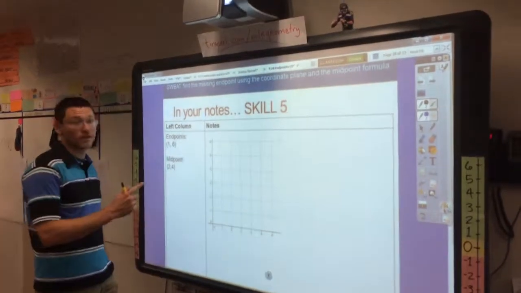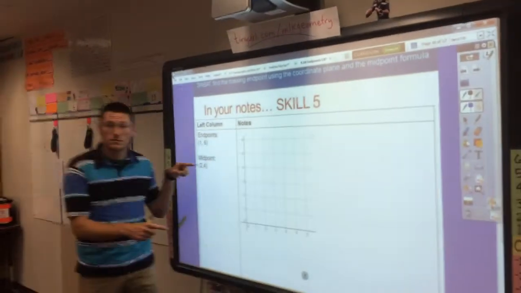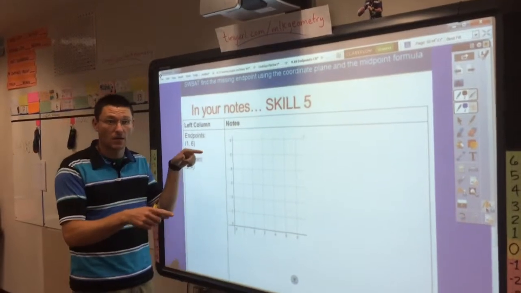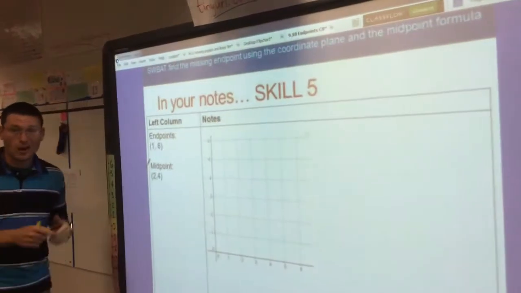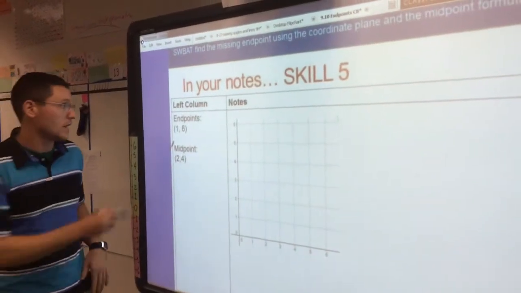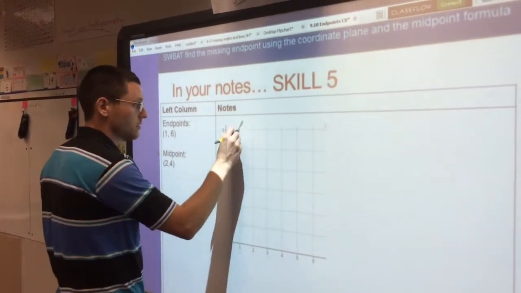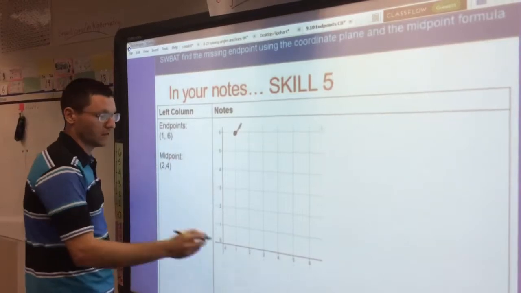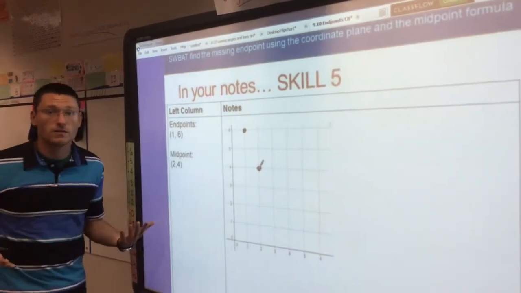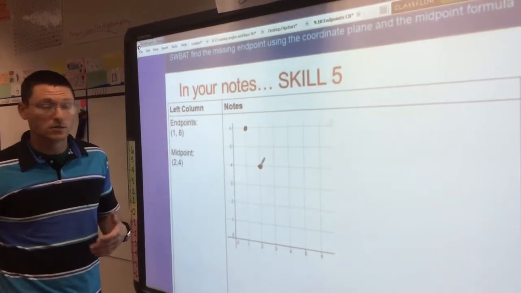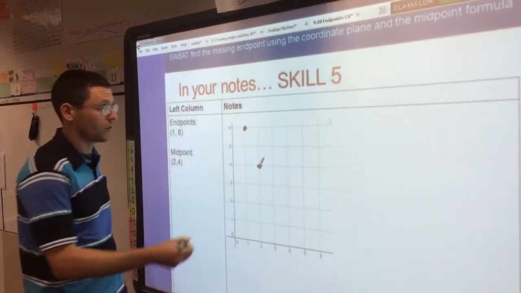All right, guys, so the Skill 4 video talked about finding the midpoint if you know both ends of the line, okay? So today we're starting out with one endpoint and with the midpoint, and we're asked to find the other end, okay? So if one of those ends is at 1, 6, and we know that the middle of the line is at 2, 4, okay, how can we figure out where the other end of the line is, okay?